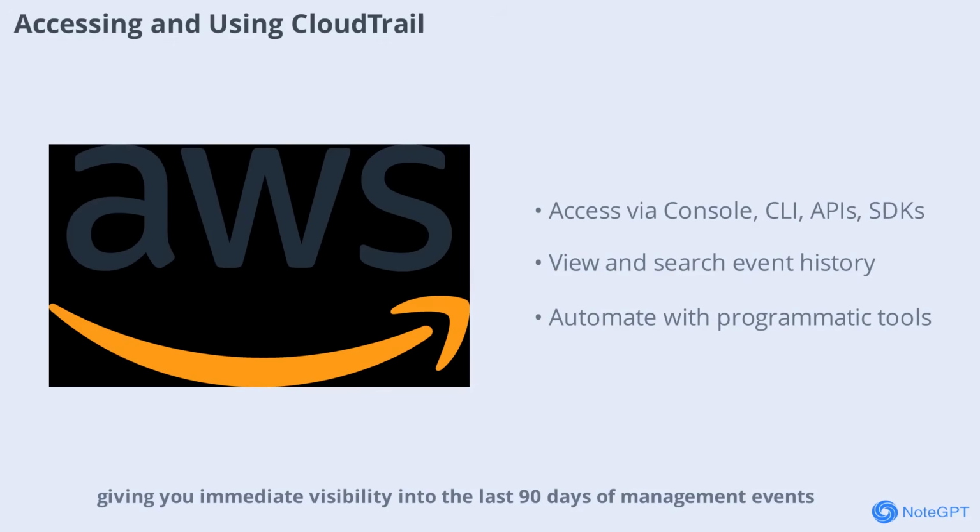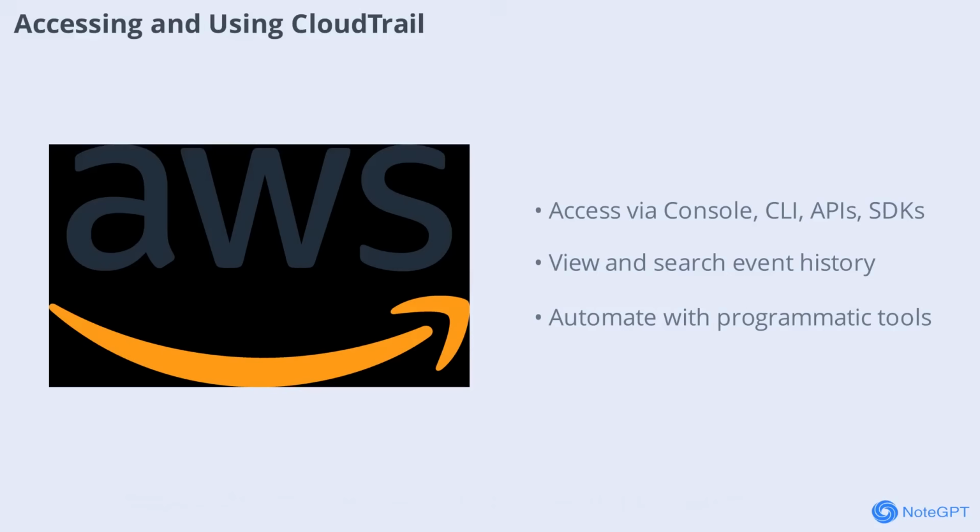CloudTrail's event history is available by default, giving you immediate visibility into the last 90 days of management events. For ongoing or advanced use cases, you can set up Trails or CloudTrail Lake event data stores to retain and analyze events over longer periods, integrate with other AWS services, and meet compliance requirements.